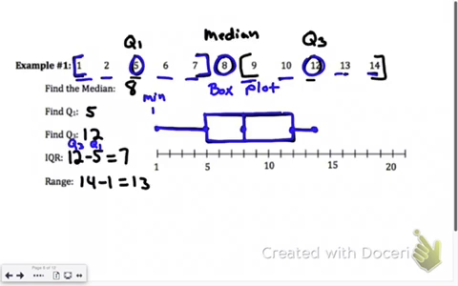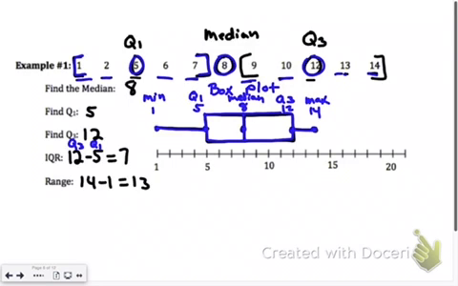So if we wrote this out, this is where the minimum value is, and in this case it was 1. This is where Q1 is, and in this example it was 5. The median, which in this example is 8. Q3, which in this example was 12. And then the maximum value, which is 14. And that is how you do a box plot.